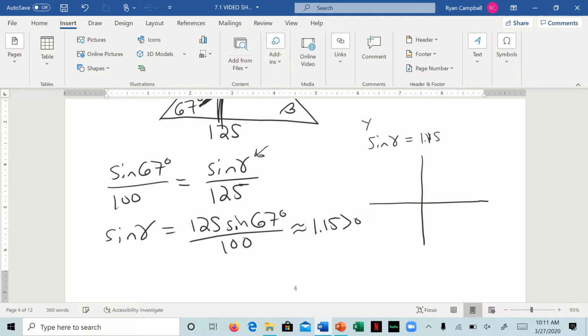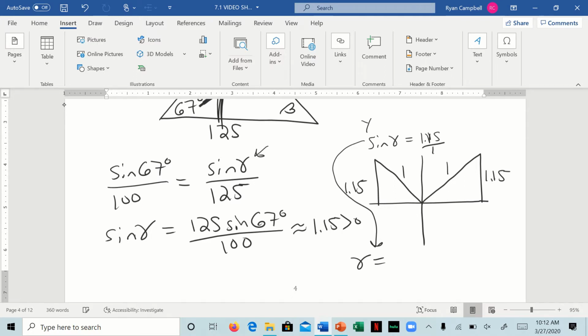So when we think of sine, we think of y. So that's going to be positive in the first quadrant and the second quadrant. So sine, we got 1.15 and 1, because it's over 1. So now that we know how to do inverse trig, we also know the other way to do that is that gamma is the inverse sine of 1.15. So when we type that into the calculator, inverse sine of 1.15, we end up with a domain error.